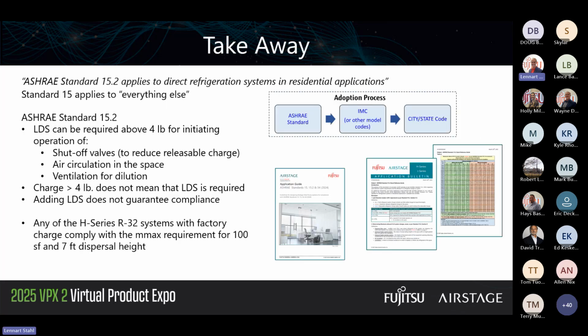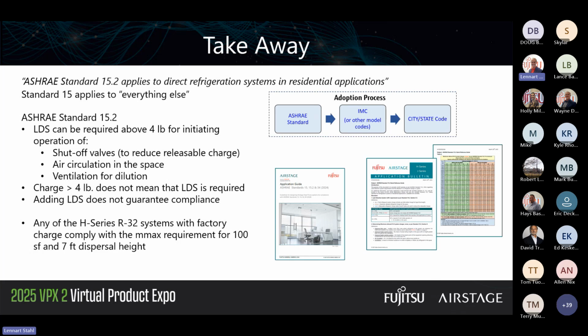Last slide, takeaway. To try to summarize on one slide, Standard 15.2 applies to residential stuff. Standard 15 is kind of for everything else. Standard 15 says that an LDS can be required above 4 pounds, but that is if you needed to initiate operation of shut-off valves, air circulation, or ventilation for dilution. Otherwise, you don't need it.